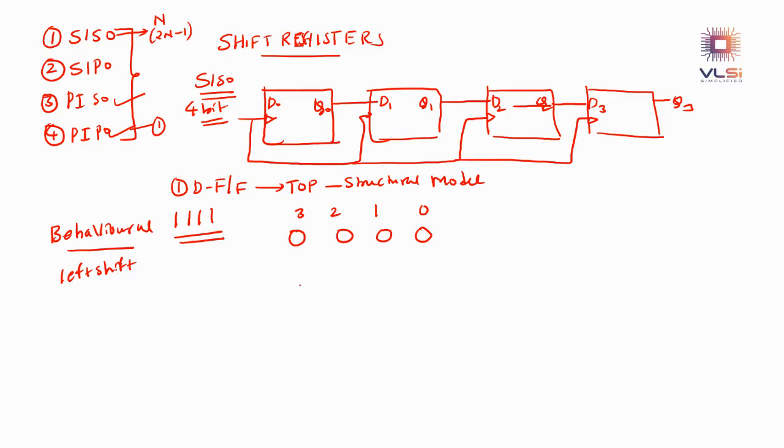At the first clock cycle, one bit will be inserted, and these 3 bits will be shifted. You are getting 000, and it will be shifted like this. At the second clock edge, one bit will be inserted and this will be shifted. So here you are getting 1, here 0, and here 0.